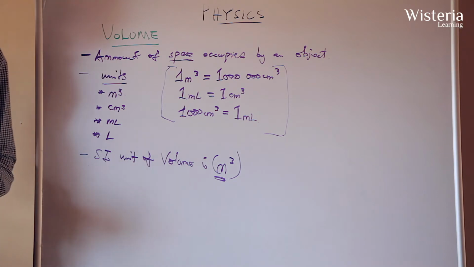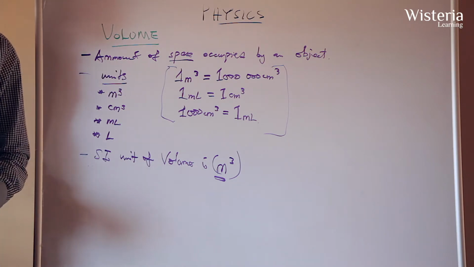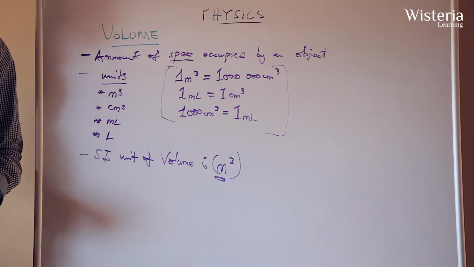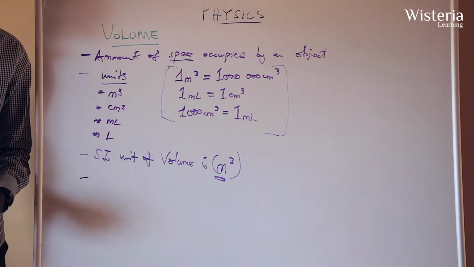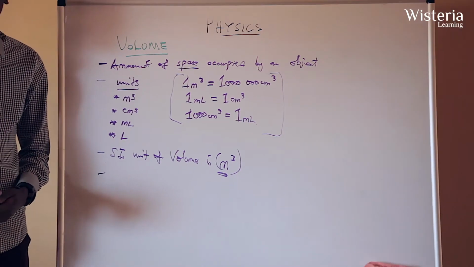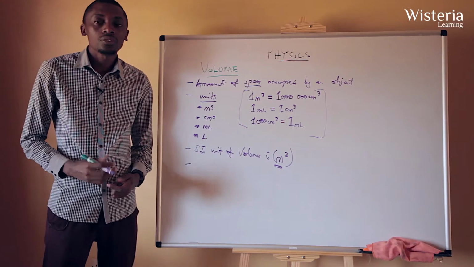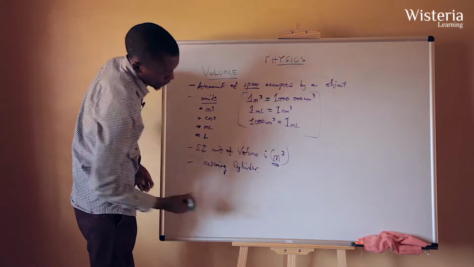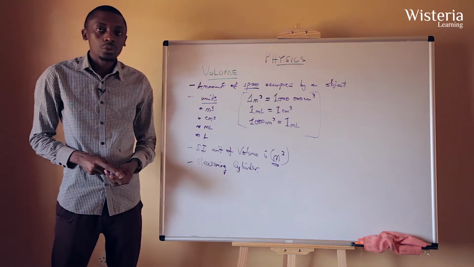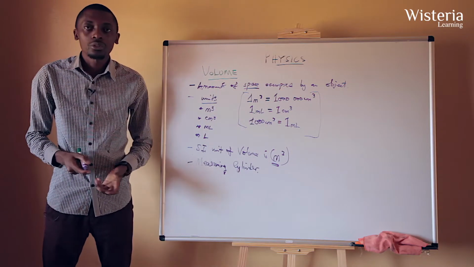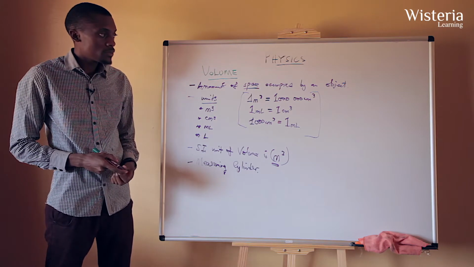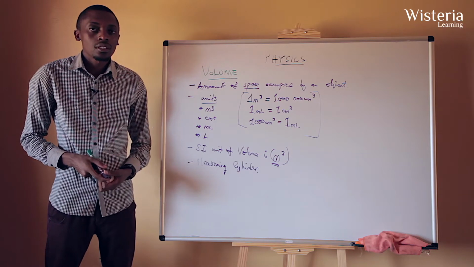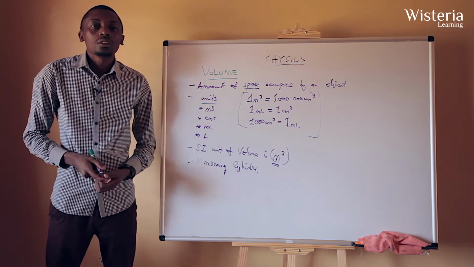Now we have different instruments that we can use in order to record the amount of space an object can occupy, which is volume. The main instrument that we can state in order to record the volume of a substance in physics is actually a measuring cylinder. A measuring cylinder is the most common instrument in physics we use in order to record volume of substance. But you can also use different other instruments in the lab.